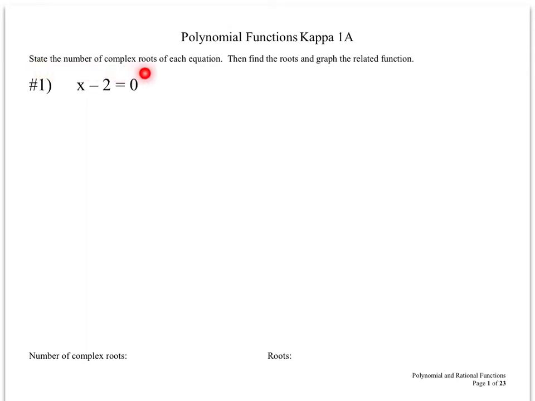State the number of complex roots of each equation, then find the roots and graph the related function. So there's three things to do: state the number of complex roots, find the roots, graph the related function.